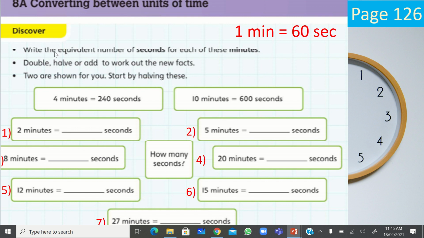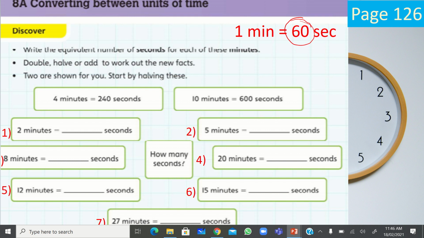As you can see, it is written that you have to write the equivalent number of seconds for each of these minutes. So you are given minutes and we have to find out how many seconds are in these given minutes. So first of all, write it on the top that in 1 minute, there are 60 seconds. So in time, 60 is considered to be a number that can convert minutes to seconds and seconds to minutes.